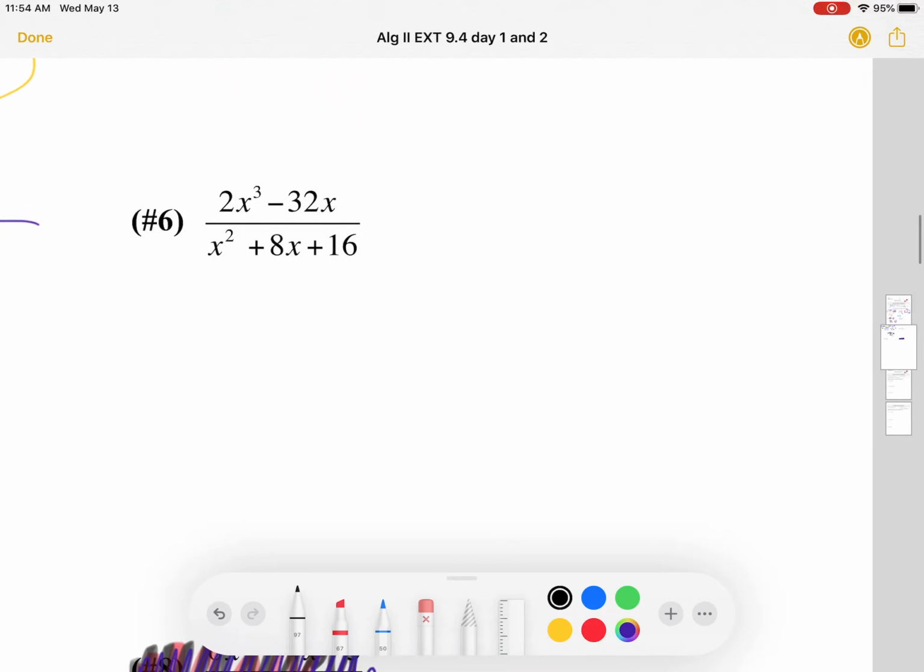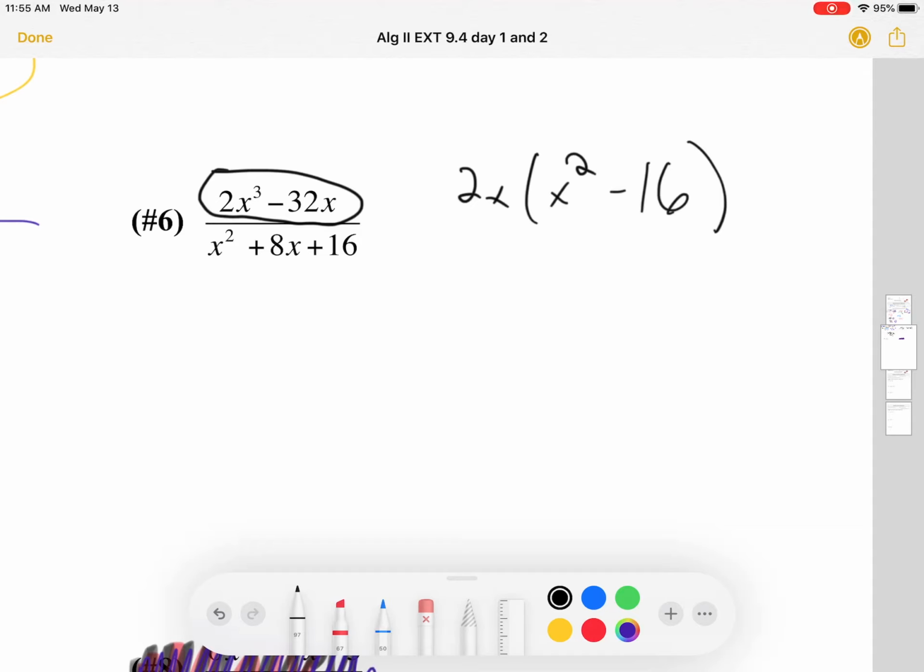Okay, let's move on to number 6. Number 6 says 2x cubed minus 32x over x squared plus 8x plus 16. Factor, cancel. Factor, cancel. So we're able to top first. Okay, if you look at this beast, well, we have an x in both of them. We can divide them both by 2, it looks like. So let's take out a 2x. 2x times x squared is left. 32 divided by 2 is 16. X divided by x is just 1. So it's 2x over x squared minus 16.